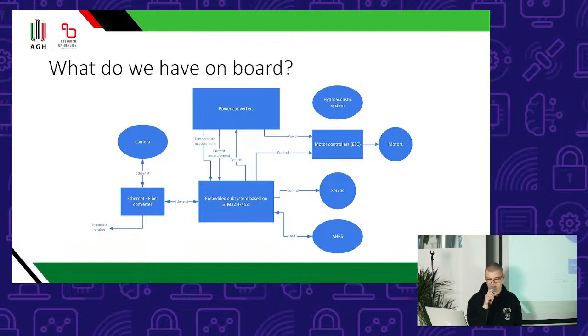As you can see, we also have servos and the AHRS, which is the positioning sensor that needs bidirectional communication, so reading some acceleration data and setting some configuration on the device, and the, let's say, protocol translation or gatewaying is done by the embedded subsystem.